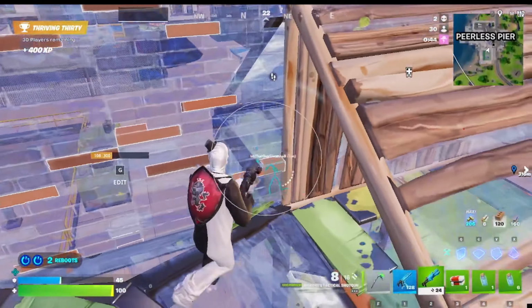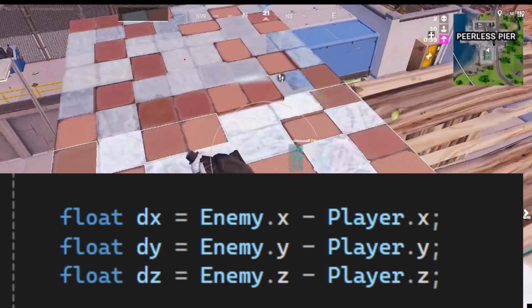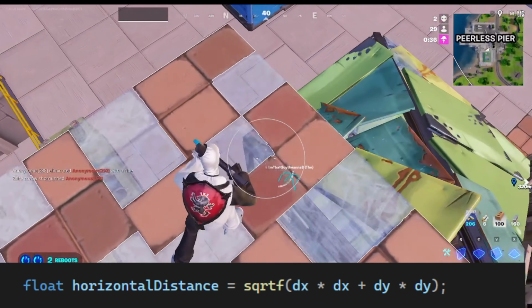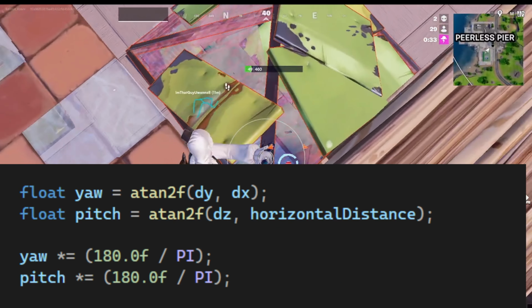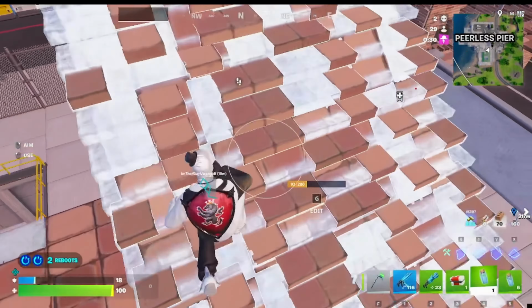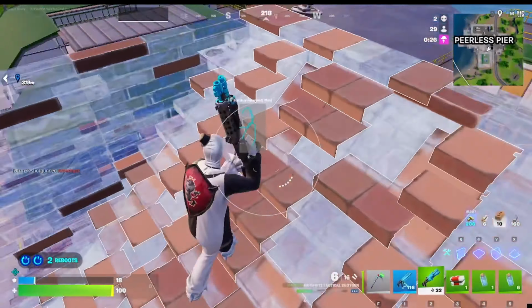Let's start from the beginning. We have our position. We have our target's position. First, subtract them. That gives us the direction from the player to the target. Then calculate our horizontal distance. Then calculate yaw. And finally pitch. That's it. We started with 2 points in 3D space. And using subtraction, the Pythagorean theorem, and trigonometry, we calculated the direction from one to the other.